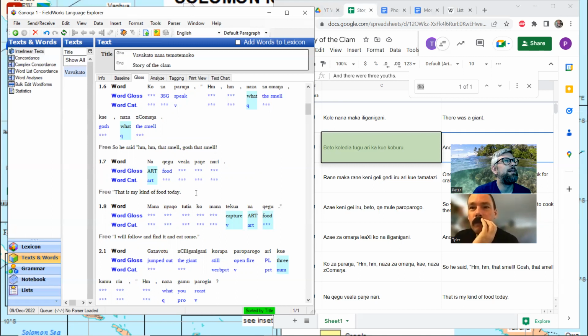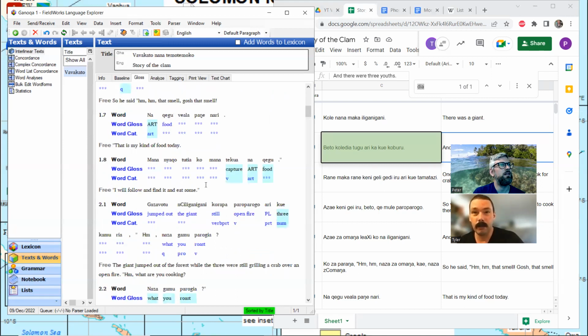Ngegu food. Veala pange nari. My only guess is that nadi is na and adi fusion, mixed together. So it's a plural article. And I don't know why they aren't using the edible stuff. Okay. But I am tempted to leave this sentence still now because I still don't know. All right. Let's keep going. I will follow it and eat and find it and eat some. Mana. So I will do it. Yango. Tutia. Mana, I. Tikwan.